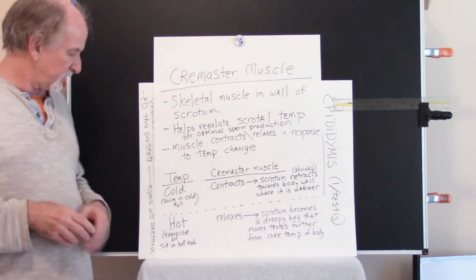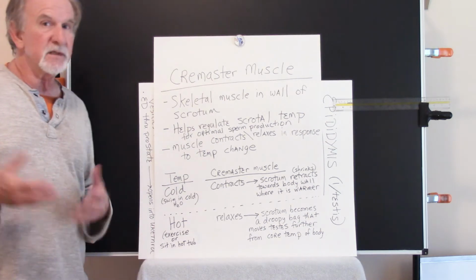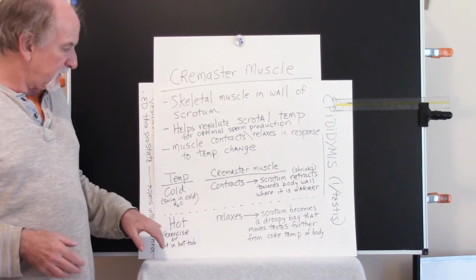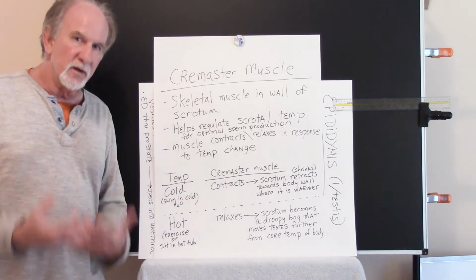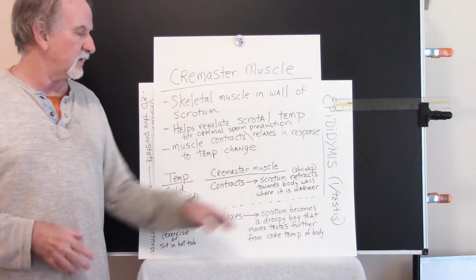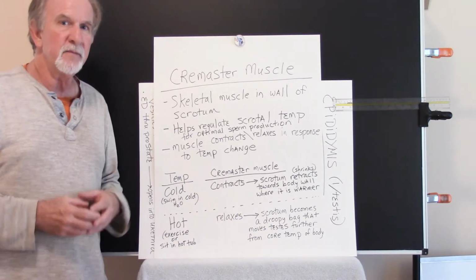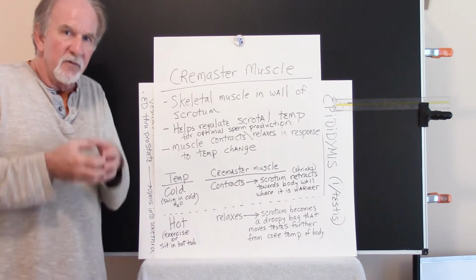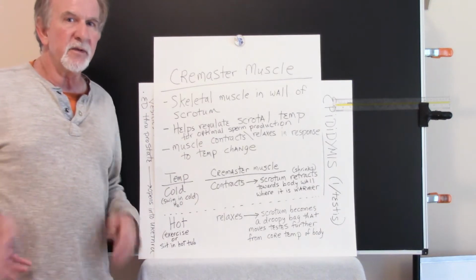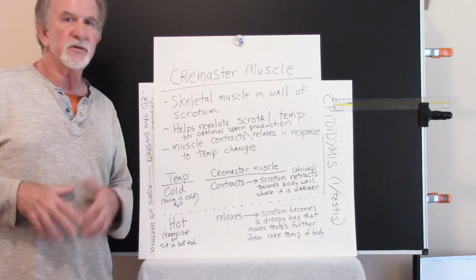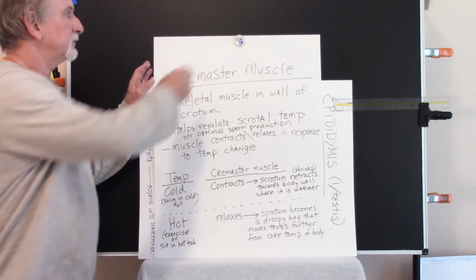On the other hand, if a guy exercises and gets really hot or sits in a hot tub, then the cremaster muscle in the wall of the scrotum relaxes and the scrotum literally becomes sort of a long droopy bag that takes the testes further away from the core temperature of the body, where presumably it would be cooler and closer to the optimal temperature for sperm production.